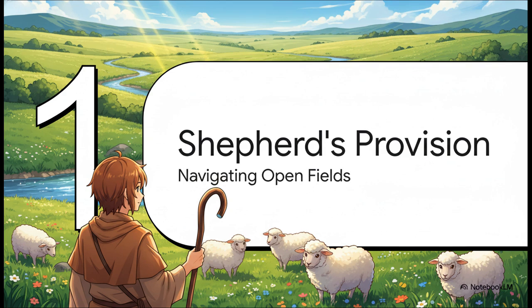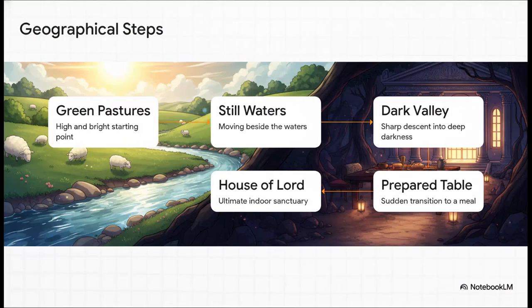Section 1. The Shepherd's Provision, Navigating the Open Fields. As you can see, this brilliantly illustrates the dynamic geographical progression of the poem. We aren't just sitting in one place. The journey starts high and bright in green pastures, then moves beside the waters, descends sharply into a dark valley, transitions suddenly to a prepared table, and finally arrives at the house of the Lord. It's actively moving us from bright, open fields down into imminent danger and finally to this ultimate indoor sanctuary.